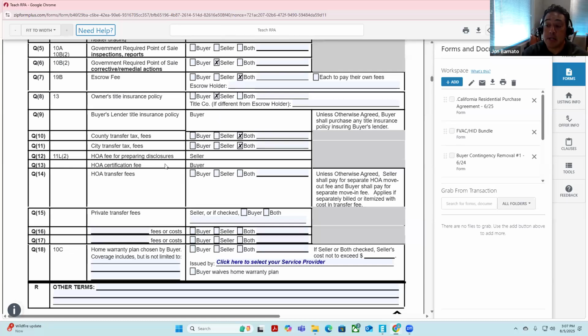So if there's a certification, sometimes the HOA, this is dumb, they have a cert fee, and sometimes they have a transfer fee.